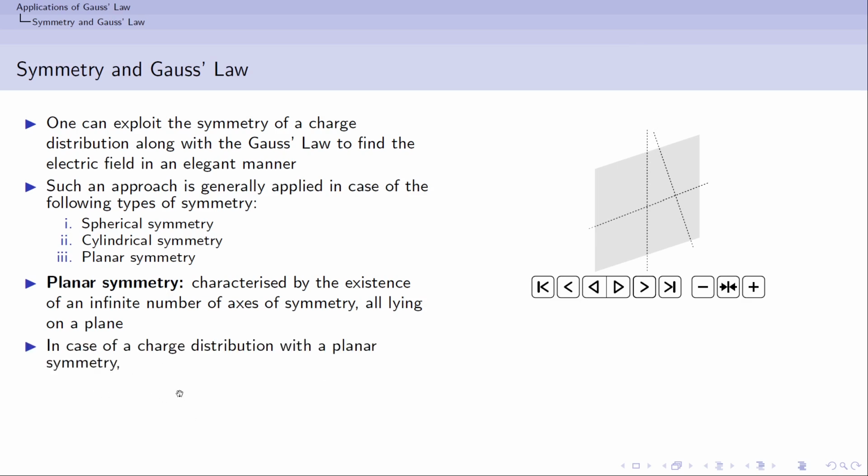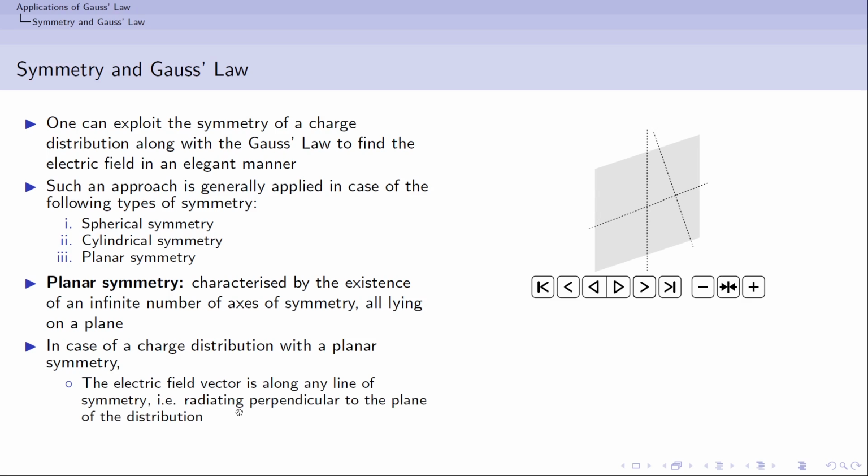So let us say in case of this charge distribution with a planar symmetry, the electric field vector is along any line of symmetry, okay. So again, because any of these axes could be an axis of symmetry, I could choose any point as the center. So let's say I choose this line as the axis of symmetry, and I choose this point as the center, then the line of symmetry will be perpendicular, so it will be piercing into the plane. So all lines of symmetry will pierce into the plane. The electric field will be along these lines which pierce into this particular plane, okay. So that will be radiating perpendicular to the plane of the distribution.